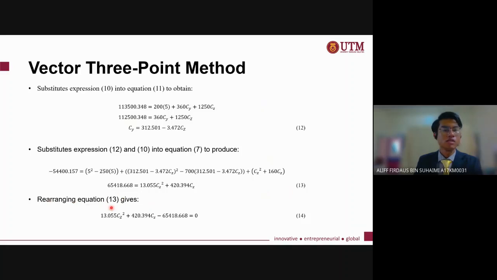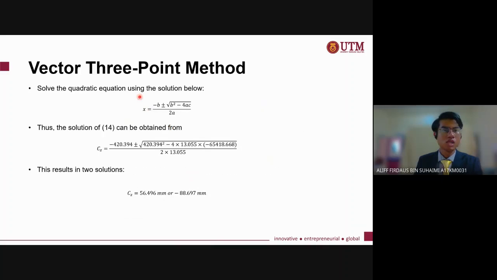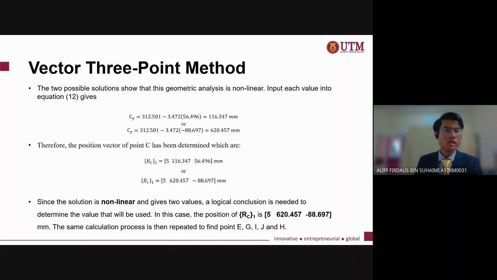And rearranging the quadratic equation, we can solve using this formula over here, and we obtain Cz, which has two values: 56.496 millimeter and negative 88.697 millimeter. The two possible solutions show that this geometric analysis is nonlinear. So we input the values into equation 12 to obtain Cy, which are these values.